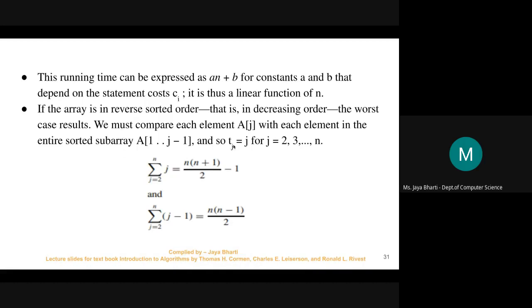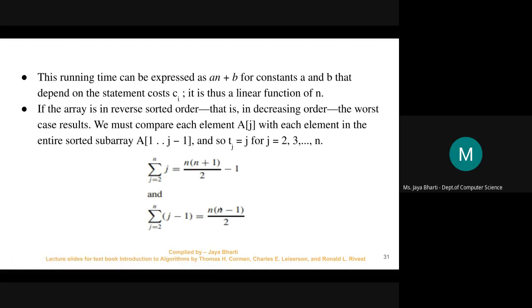So now the tj will be j only, because you need to run it for j times. So tj will be j. So the total will be n plus 1, because you need to run it for n minus 1 times. So n minus 1 times means n plus 1 by 2 minus 1, n minus 1 times, then n minus 1 times, it will be written like this.